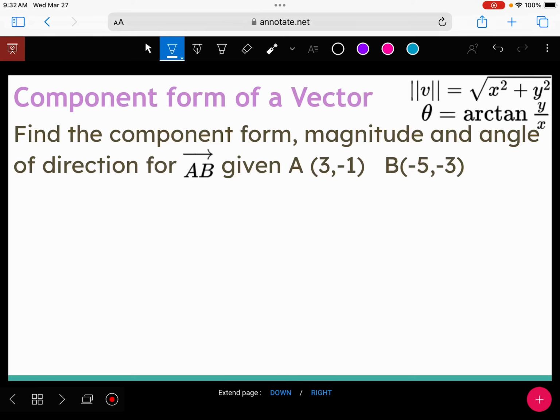Especially part B on number 2. That was, I think, the hardest part. Okay, so we're going to go through and practice finding our component form, finding our magnitude, and finding our angle.